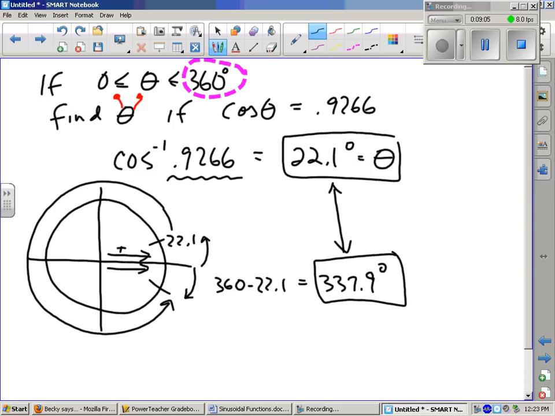And you can test it. Just take the cosine of 22.1, cosine of 337.9, and just see if they both come out to 0.9266. Okay, but you're going to find two answers, and they're going to be mirror images of each other. This is 22.1. This is in the fourth quadrant, 337.9.